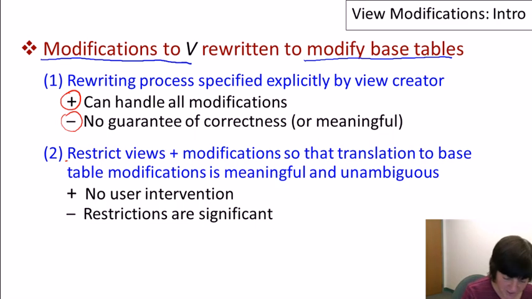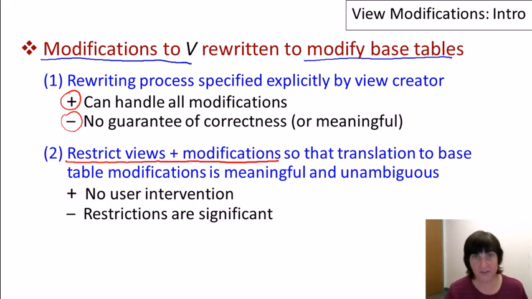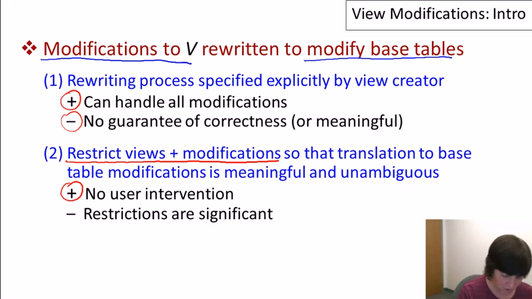The second approach is to restrict the views and modifications that are allowed so that the system can automatically perform the translation into modifications on the base tables that are correct, meaningful, and unambiguous. So the plus now, of course, is there's no user intervention and the result is going to be correct. The downside is that the restrictions on the view and modification combinations are fairly significant, as we'll see.